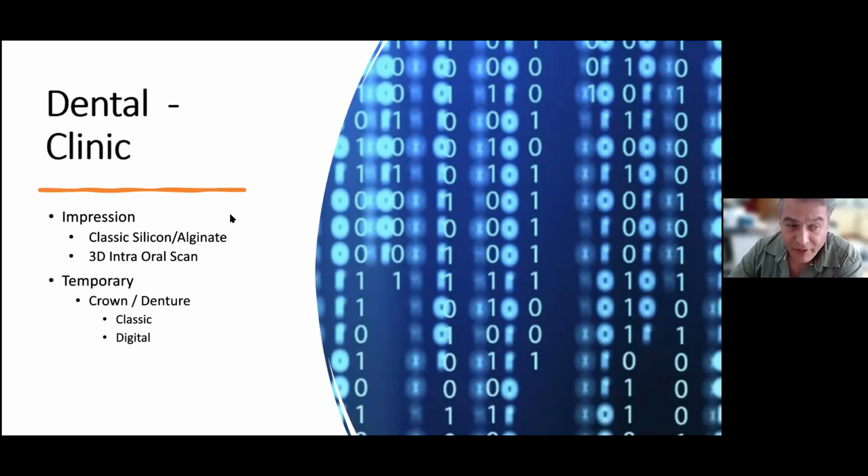Again, we have the impression. It can again be the classical way, a silicone or an alginate, or of course we can have a 3D intraoral scan. And definitely we need again a temporary crown or a denture, and also this can be done the classical way. If it's a crown, you can make a duplication of your pre-op situation and make it a temporary crown. Or of course we can do it the digital way also before.